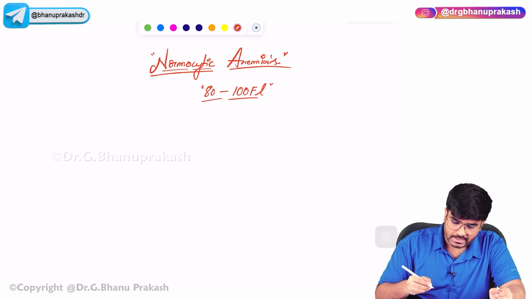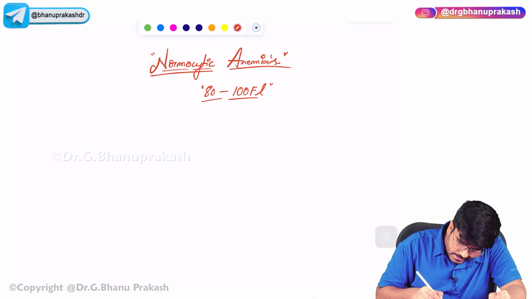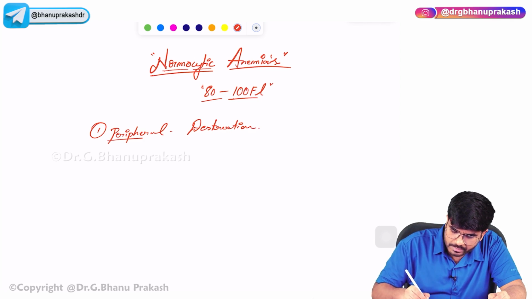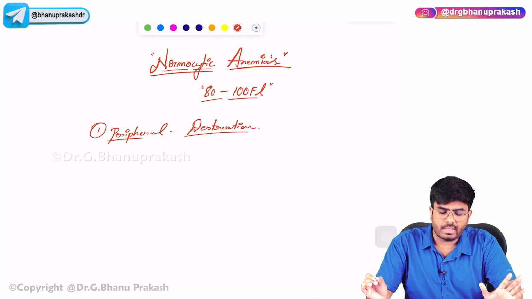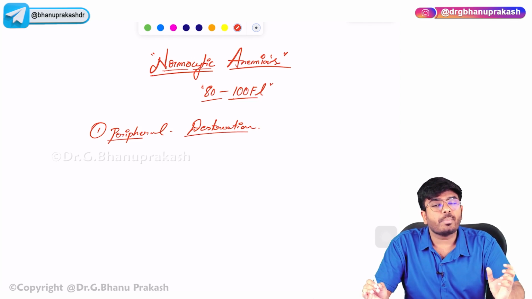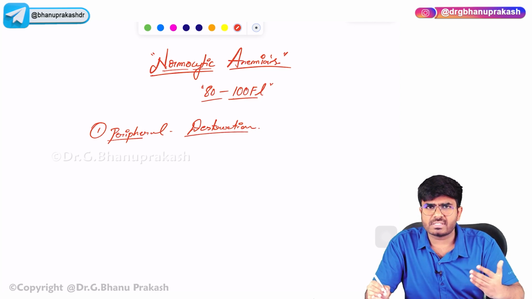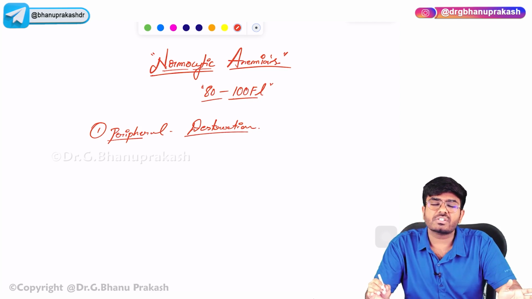Now, why the problem, sir? Normocytic anemias are mainly divided into two types, because of two reasons. One is peripheral destruction, which means the RBCs are getting destroyed. The production is okay, but there is some problem where the RBCs are getting destroyed very quickly. Normally, after 120 days the RBCs are destroyed in the spleen, that we know. But here immature RBCs are getting destroyed continuously. So that is called peripheral destruction.